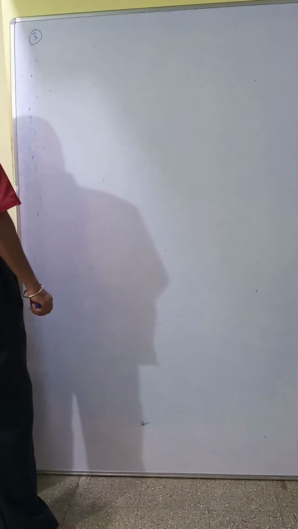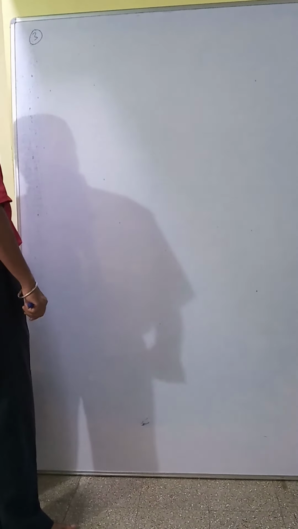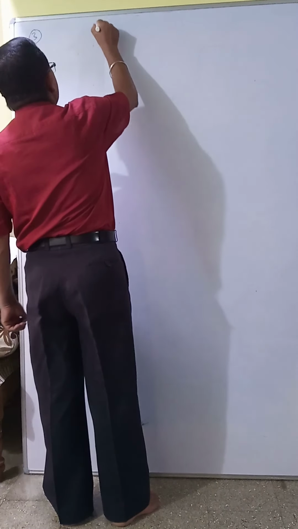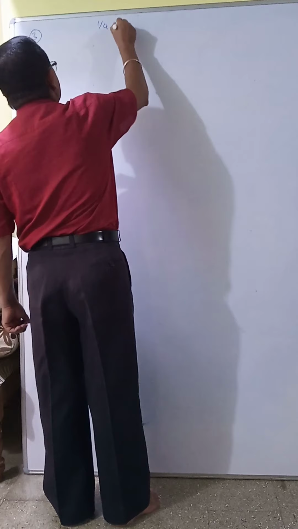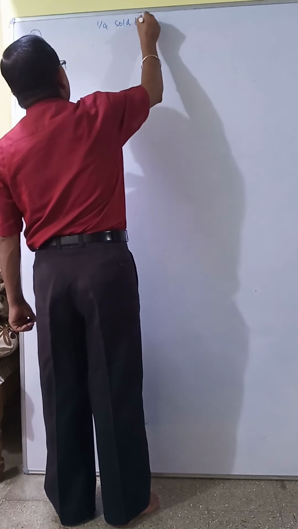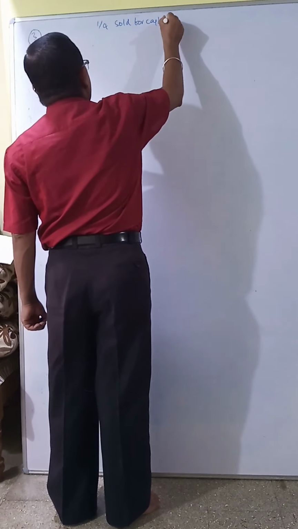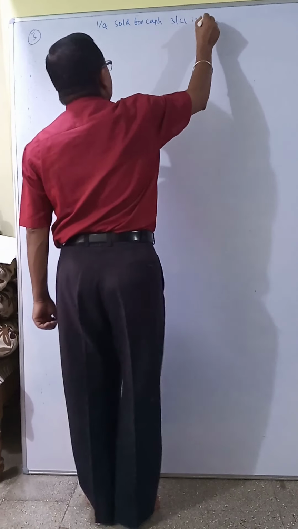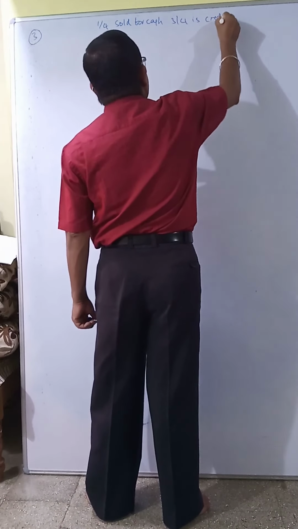Then the lag of payment for overheads is 1 month, which means 4 weeks. One fourth of the output is sold against cash. One fourth is sold for cash. Then three fourths is credit.